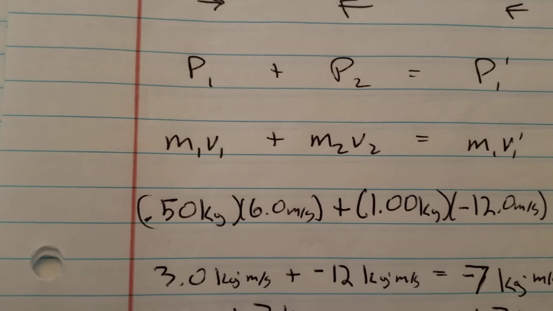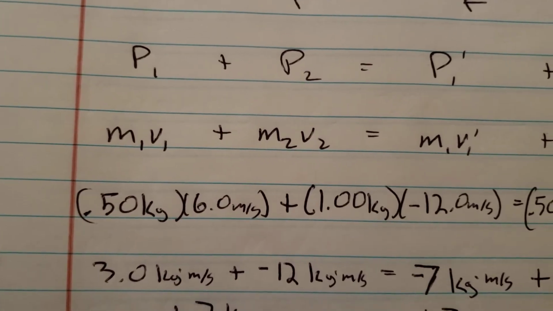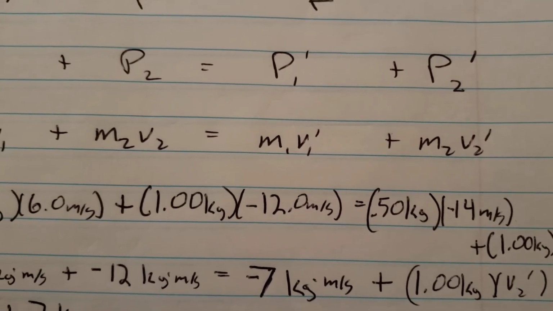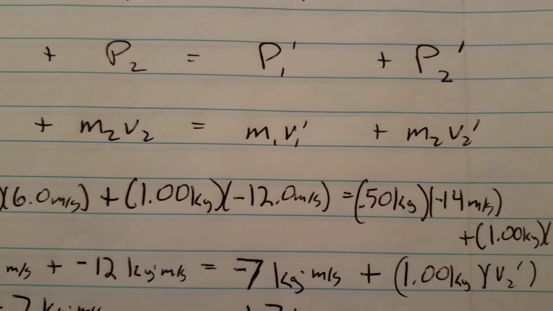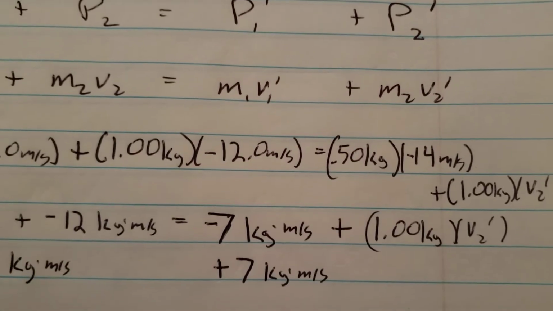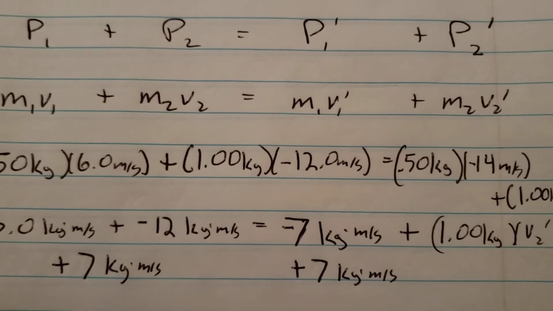Solving for this mathematically, 0.5 times 6 is 3. 1 times negative 12 is negative 12. 0.5 times negative 14 is negative 7. We have 1 times V2 prime still. Moving the negative 7 to the other side requires us to add 7 to both sides.